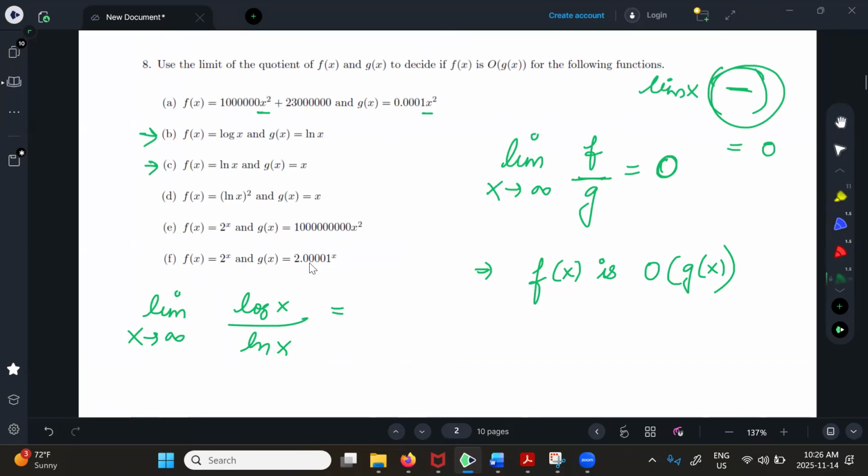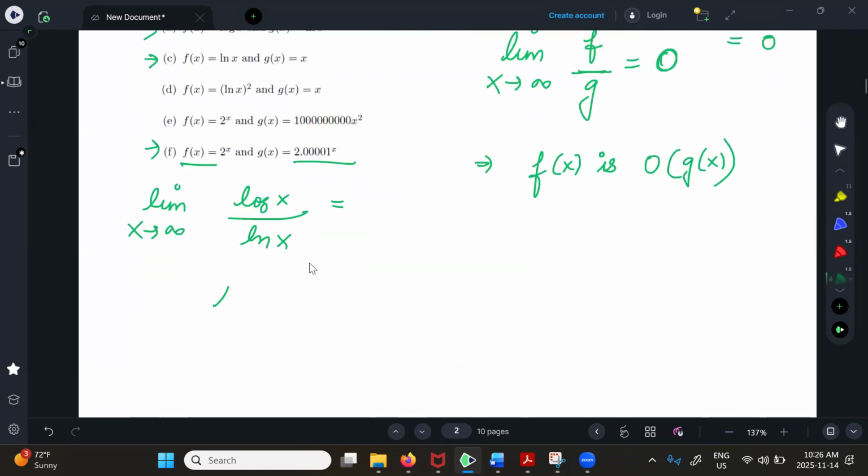I was looking for a good example. This one. Let's check this. We know that 2.0001 to the power x is going to be faster than 2 to the power x, right? But if I ask you to apply the limit definition, you just have to show this. The limit as x approaches infinity of f of x, which is 2^x, over 2.0001^x. I'm solving part f. All solutions are there on the website, so you can take a look there also. What happens here? Can I write it like this?